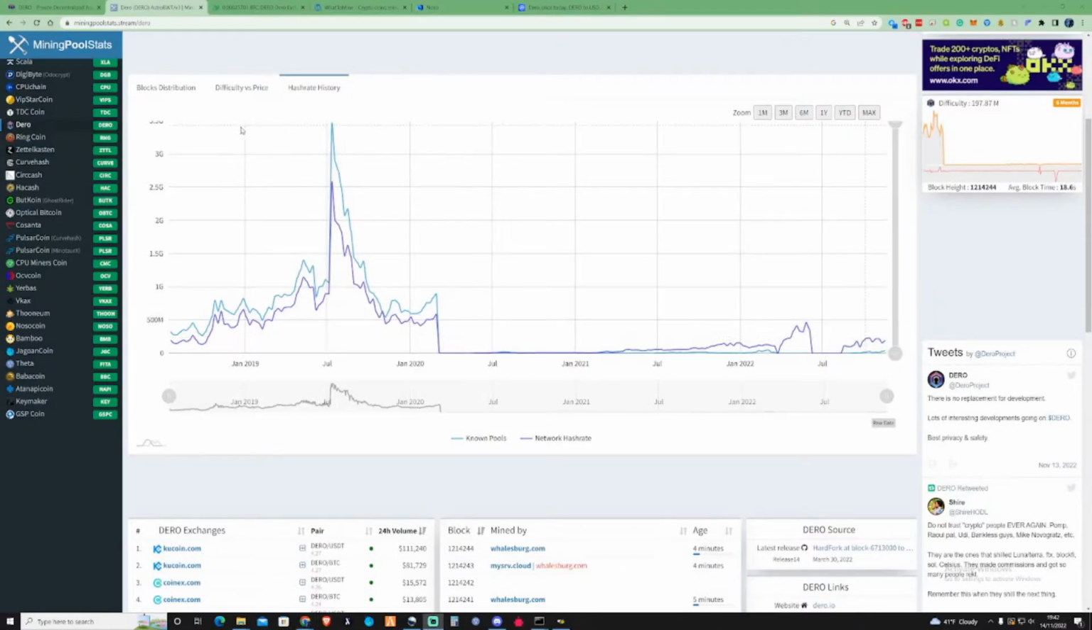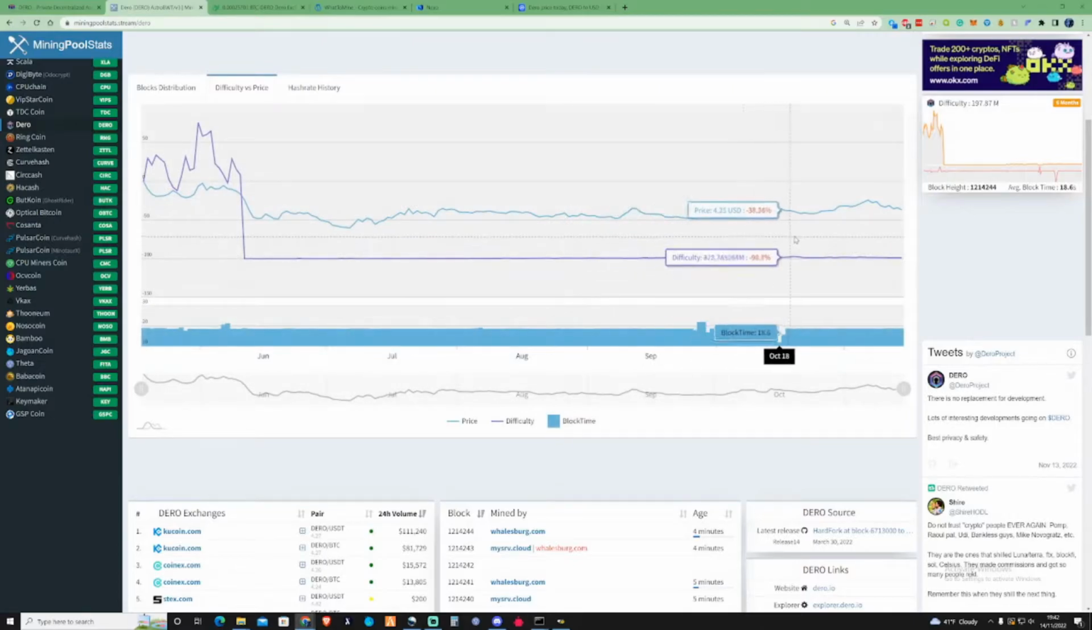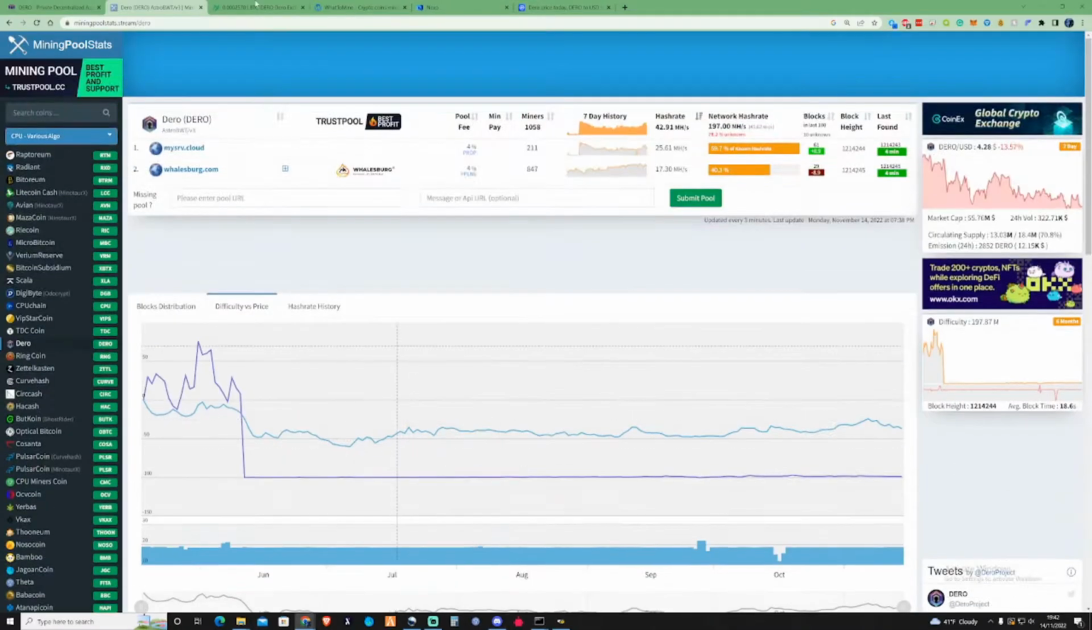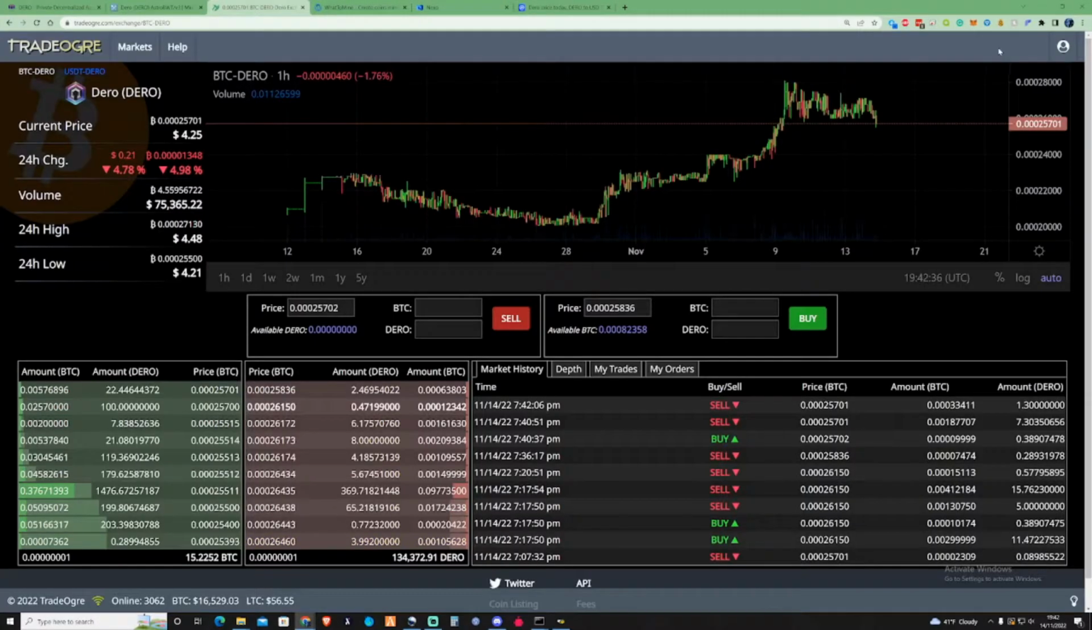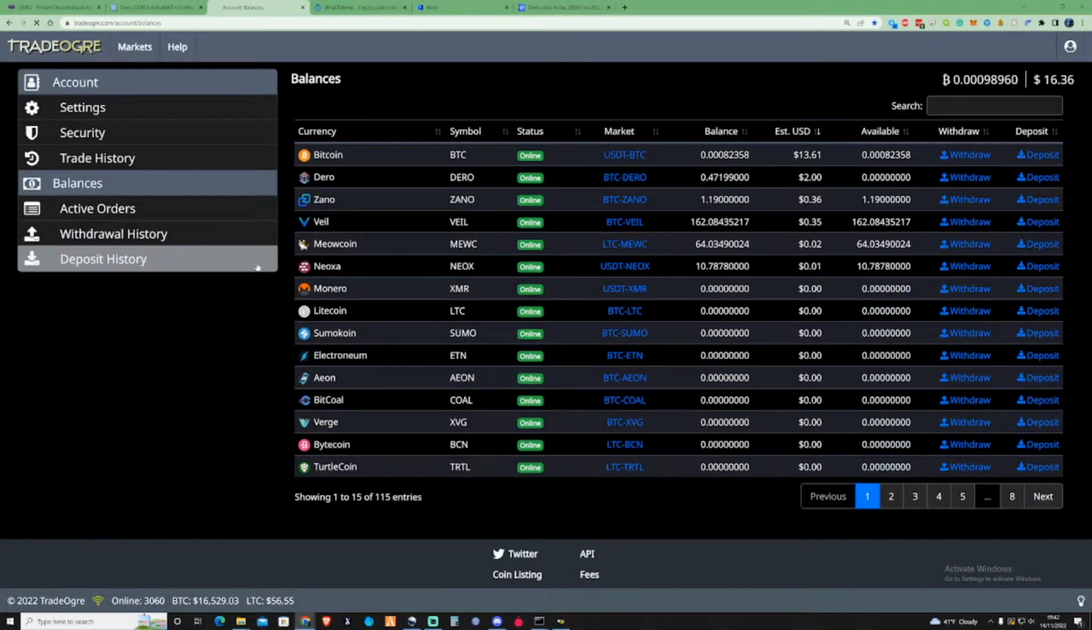Over at the difficulty versus the price, let's have a little look. As you can see, it did have an ever so slight up on the price there as well. So let's take a look at how much I actually earned over the past 3 days from my miners. Let's go over to my balances, and let's go to deposit history as well.